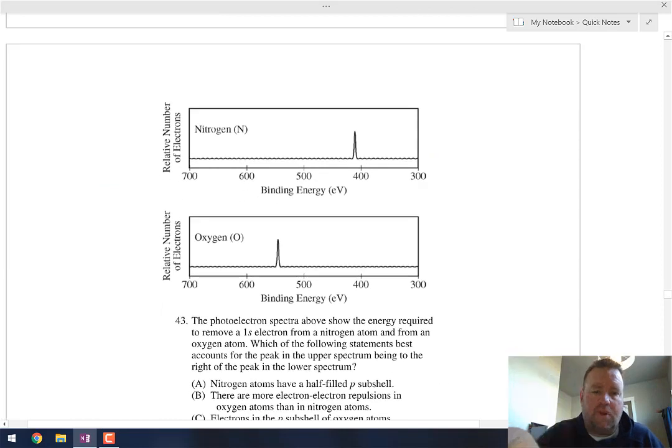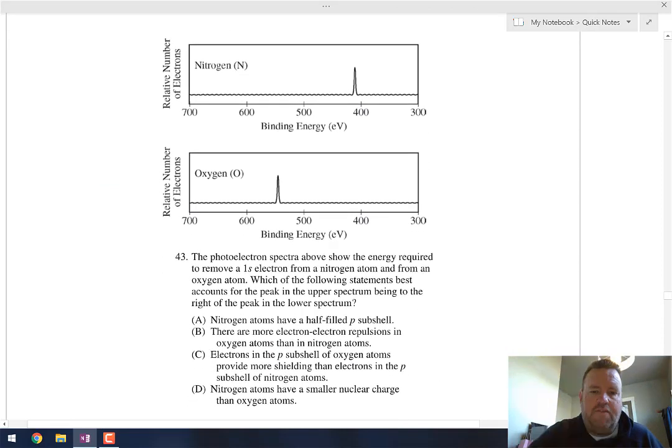Okay, question number 43. The photoelectron spectroscopy shown above removes a 1s electron from a nitrogen atom and from an oxygen atom. So again, in both cases, it's the 1s electrons. Remember, nitrogen has 7 protons. Oxygen has 8 protons. Which of the following statements best accounts for the peak in the upper spectrum being farther to the right?